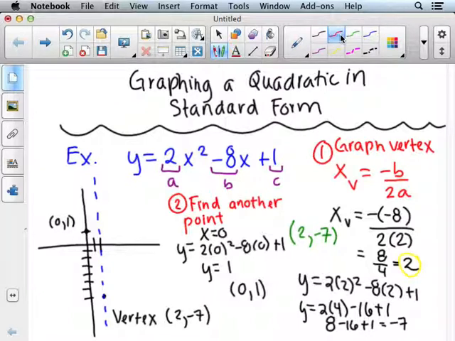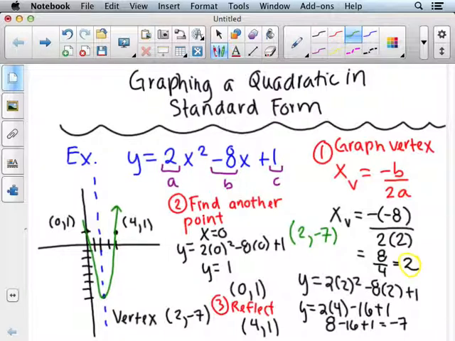That's step 2. My last step is to reflect. So I'm going to take this point 0, 1. I notice that it's 2 spaces away from my axis of symmetry. So I'm going to go 2 more spaces over here and reflect that point. That point is now 4, 1. And voila, I have graphed my parabola.